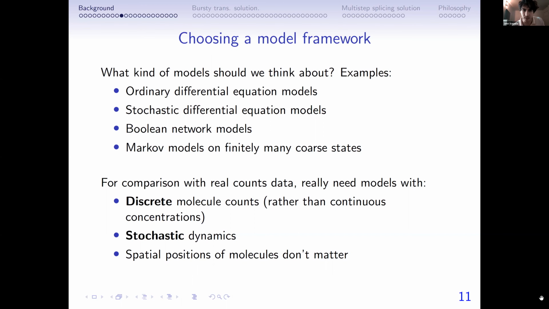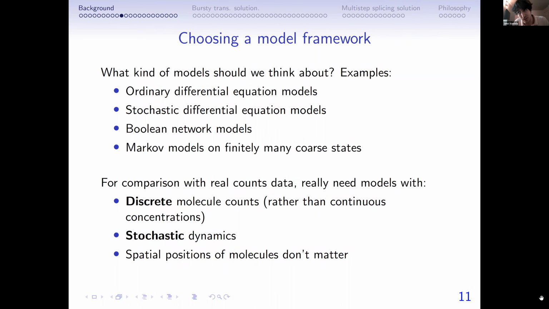There's other kinds of models, SDE models, Boolean network models, Markov models. Each of these has its own time and place. But for our purposes, what we really need in order to understand real counts data is some model where molecules are modeled as having discrete numbers, 0, 1, 2, 3, instead of concentrations like 1.7 nanomolar or something, where the dynamics are treated as stochastic, since when you get to the low copy number regime, it turns out that you're really affected by things like the randomness associated with molecular diffusion and binding and unbinding and so on. So we need discreteness, we need to be stochastic.